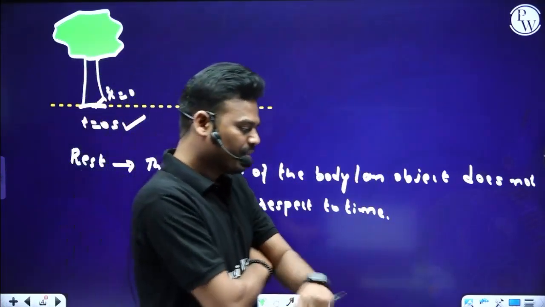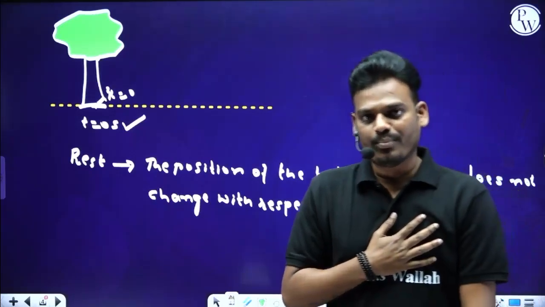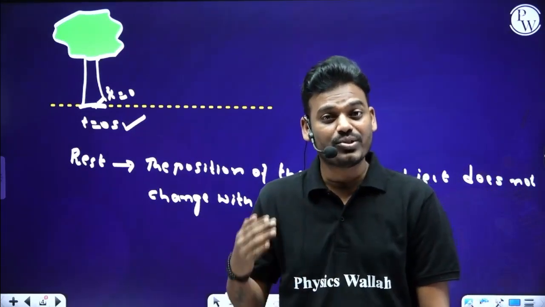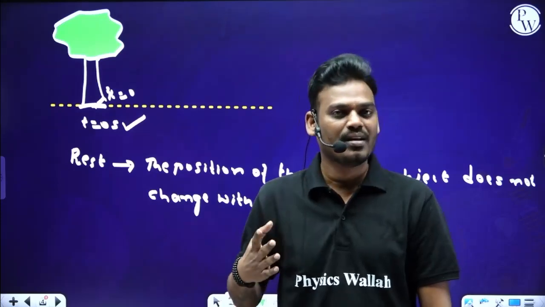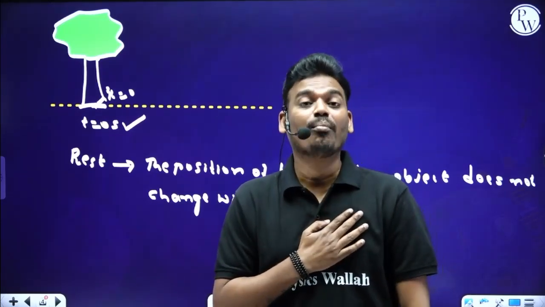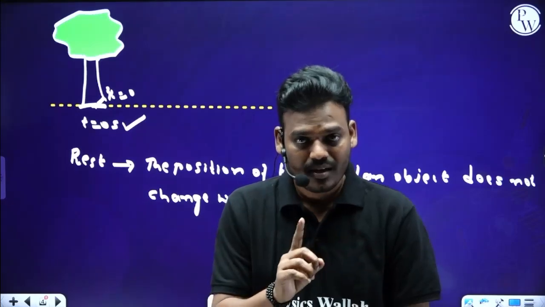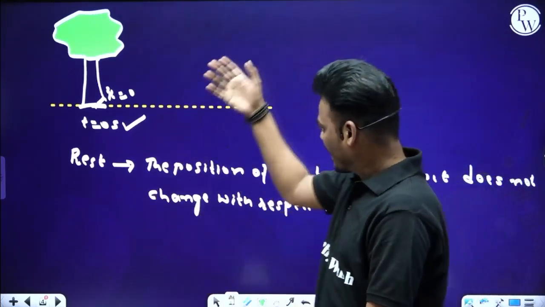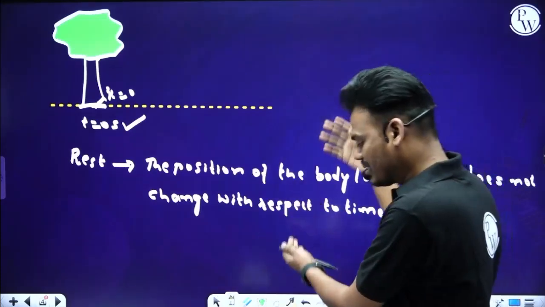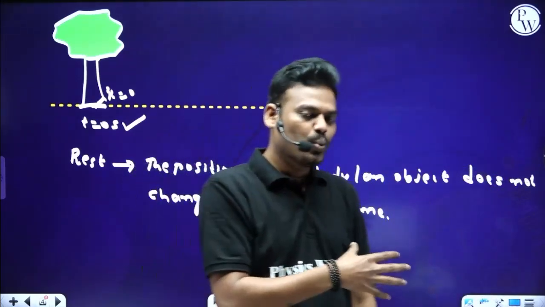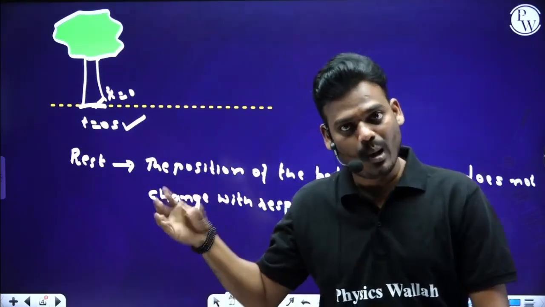So here, consider myself as an object, and this object keeps on changing its position with respect to time. Then we can say this body is in motion. Getting my point? If the body changes its position with respect to time, with respect to a reference point, here the reference point is a screen, then we can say this is a motion of the object.